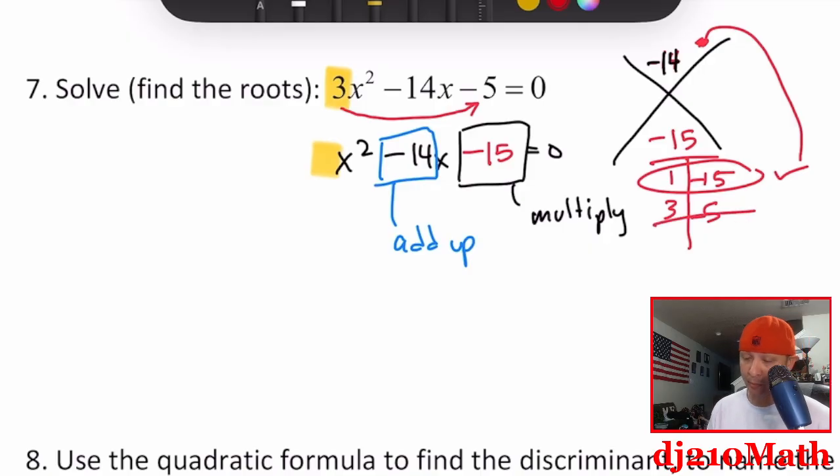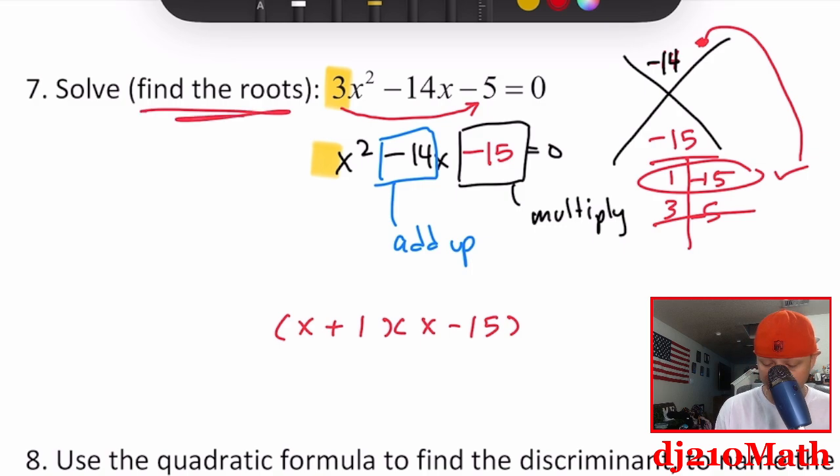So what do I do with 1 and negative 15? They go right into factors. x plus 1, x minus 15. Okay. So what are we looking for? Find the roots. Where does it cross the x-axis? That's what this is saying.